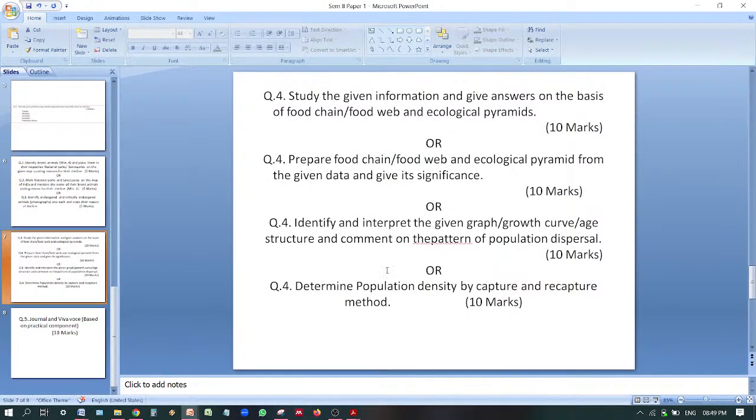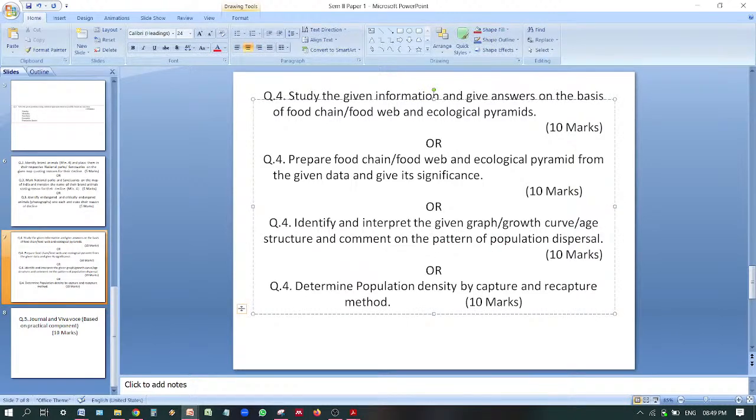Identify and interpret the given graph, growth curve, age structure, and comment on the pattern of the population dispersal. So here, growth patterns like the J-shaped curve and the S-shaped sigmoid curve will be given to you. You will be asked about the population dispersal or age structure. We have done Ethiopia and all that. You remember? So that type of questions will be given, and the questions will be asked to you.